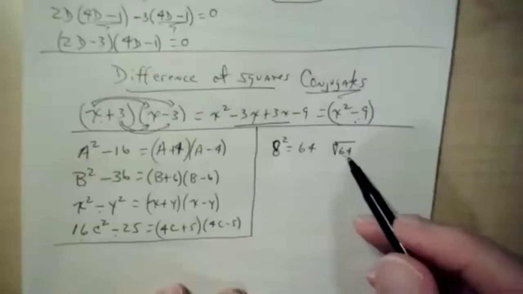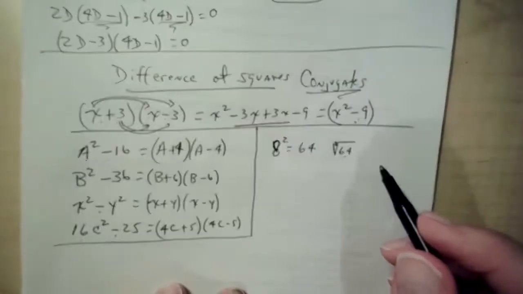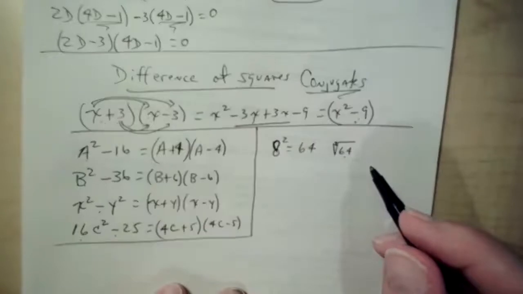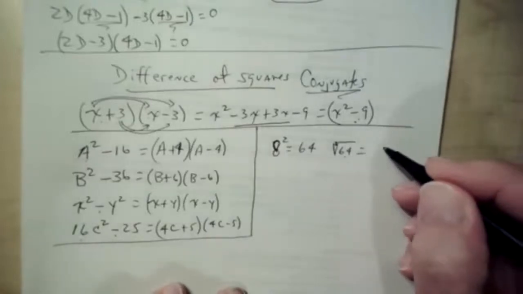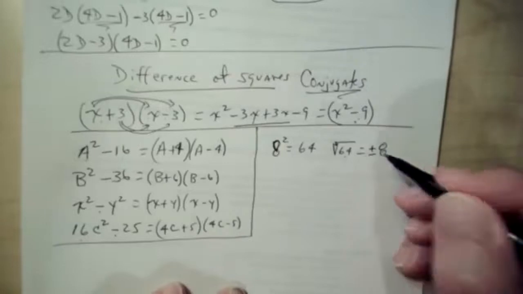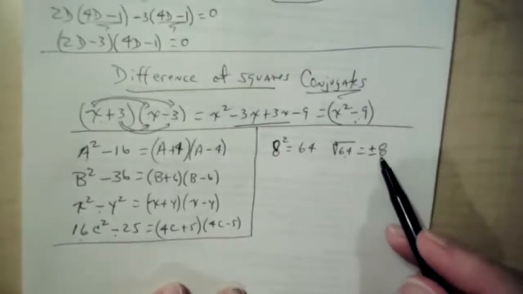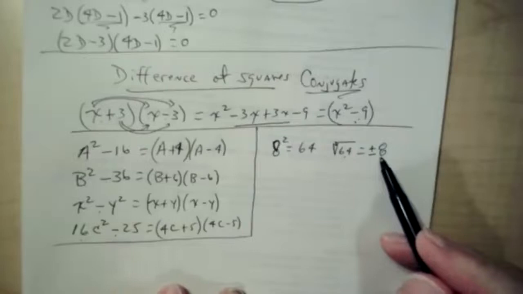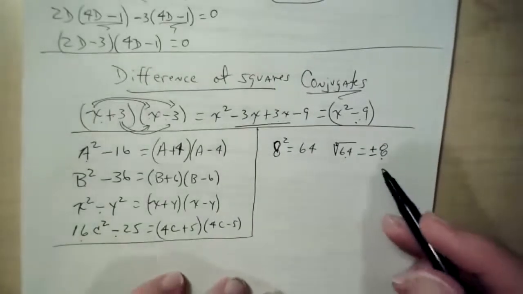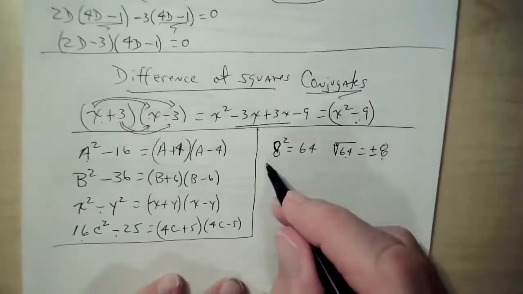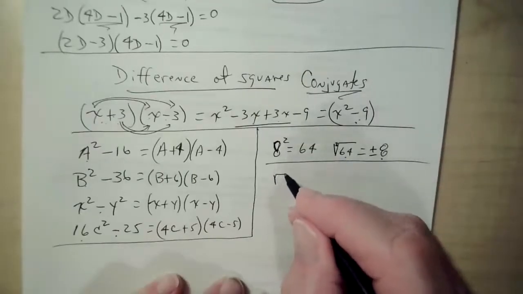Thank you. What number times itself is 64? Is it 8? Yeah. Good. But it's not just 8. It's plus or minus 8, because a negative 8 times a negative 8 is also 64. Right? And that's the way we write that, plus or minus.